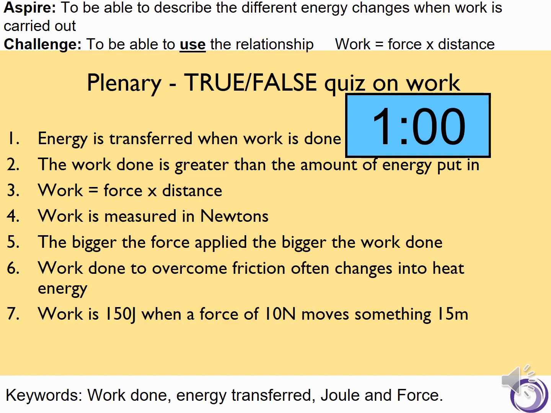So we've had a good journey today, and we have spent quite a long time looking at an equation, work equals force times distance. We talked about the units, we talked about conversions, and we have applied that equation in many ways. And then for the Aspire, we've been able to describe different energy changes, which is where the lesson started today. So we've got a small true-false quiz to work through now. For each of the following, I'd like you to decide if the description is true or false. You've got 1 minute to go through those and put a T or an F next to each of the numbers.